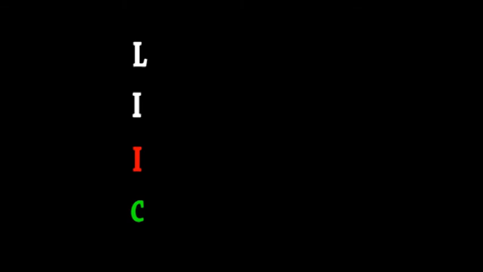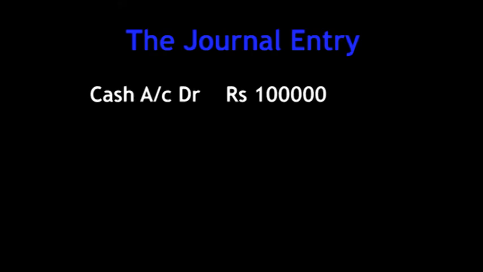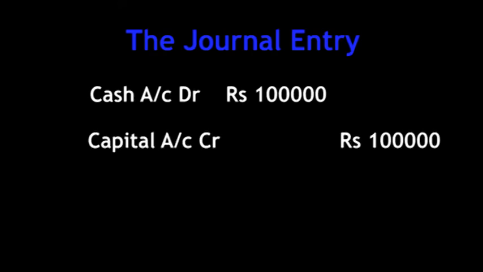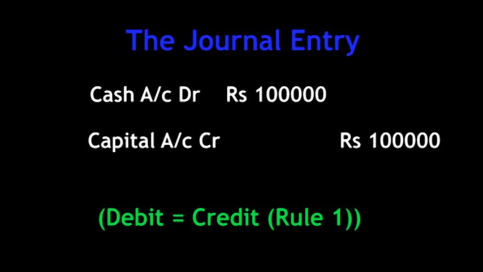Apply the rules. Here asset is increasing, so AEID, that is debit the asset. Here the liability is also increasing, so LIIC, that is credit the liability. So the journal entry will be like this. Cash account is debited and capital account is credited. That is cash account debtor to capital account. Both the amount will be rupees 1 lakh because debit should be equal to credit, that we have learned in rule 1.